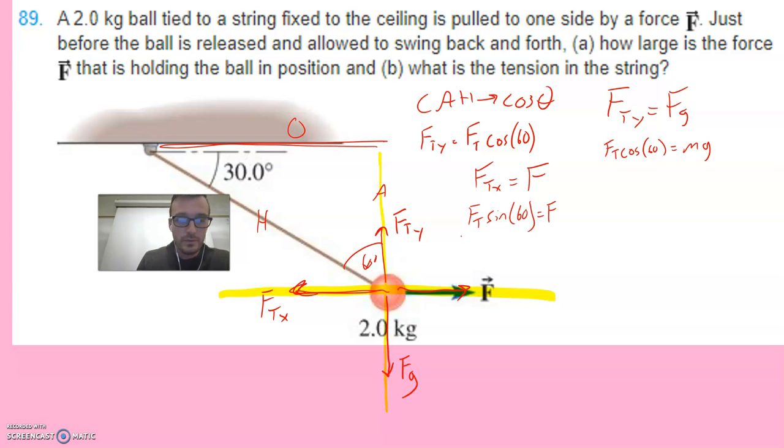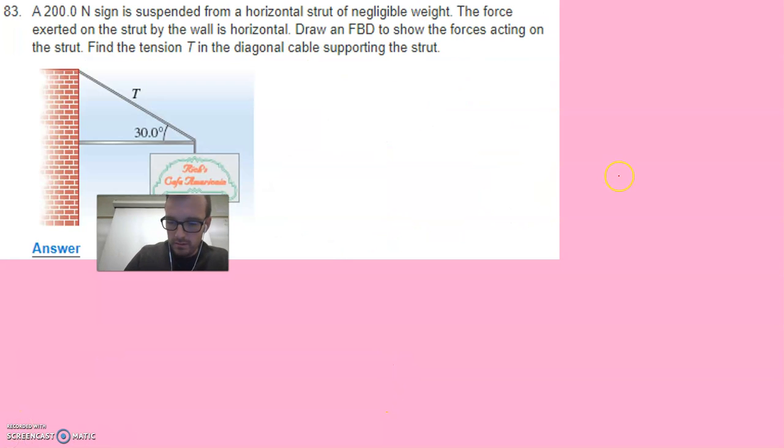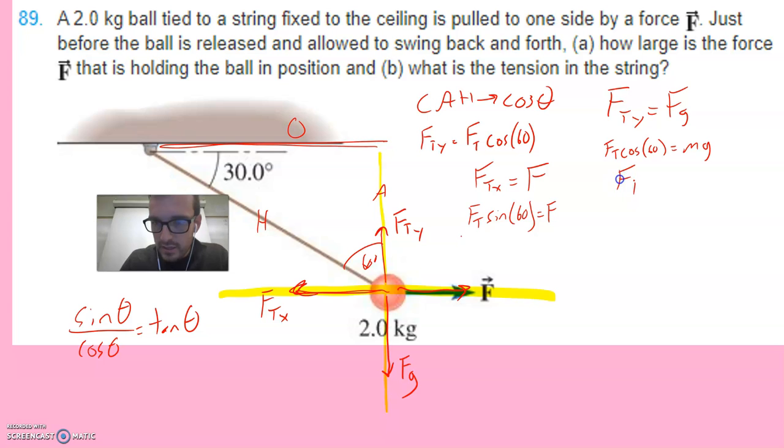Now, the beautiful thing that you always want to remember is that sine of theta divided by cosine of theta is equal to tangent of theta. That's just a trig identity. And so if you can remember that, you can pick the algebra approach correctly. So in anticipation of that, I'm going to solve over here. I'm going to say FT equals mg divided by cosine of 60. Basically I just divided both sides by cosine of 60 in order to solve for that.